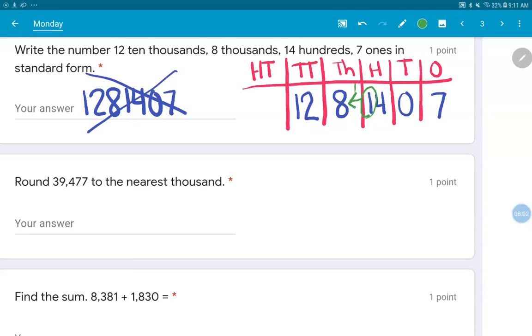So now how many thousands do I have? Nine. 9,000s. How many hundreds do I have? Four. I still have 400s. Okay. What else looks different about that? Christopher, what else do I have to do? You need to add a comma. Okay, I'm going to have to add a comma. What else?